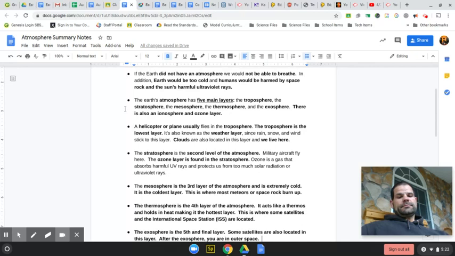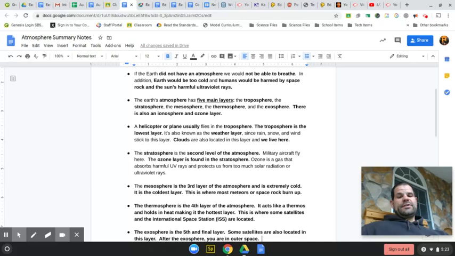Moving down here, bullet point number three tells us why the atmosphere is so important. Well, number one, it has the oxygen that we need to breathe. Number two, it keeps our planet at a livable, warm temperature. If not, the Earth would be way too cold if the atmosphere wasn't there. And the last two things are it protects us from space rock, also known as meteors or shooting stars, and it also protects us from the sun's harmful UV ultraviolet rays. That's what the ozone layer does, which we'll talk about in a little bit.